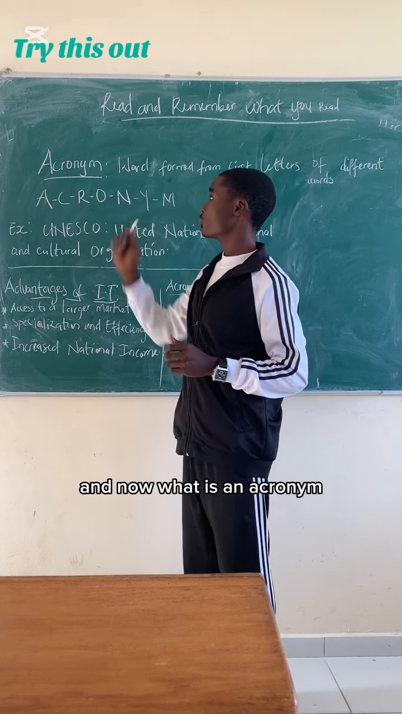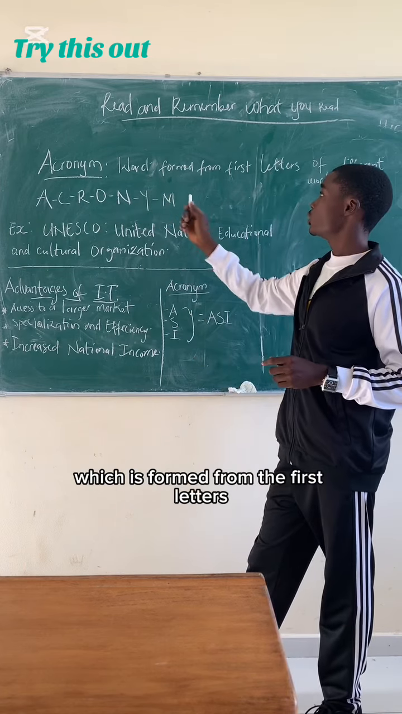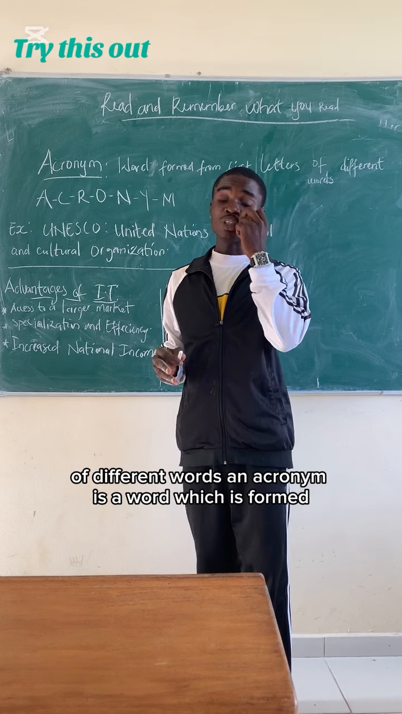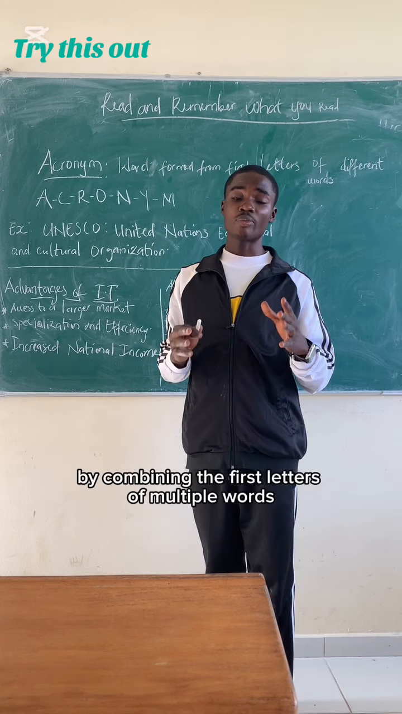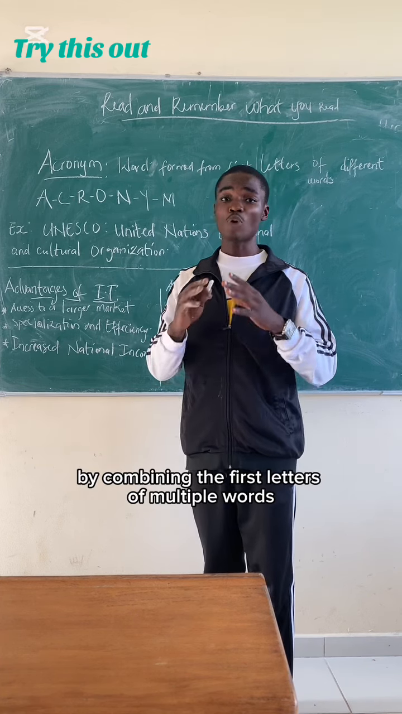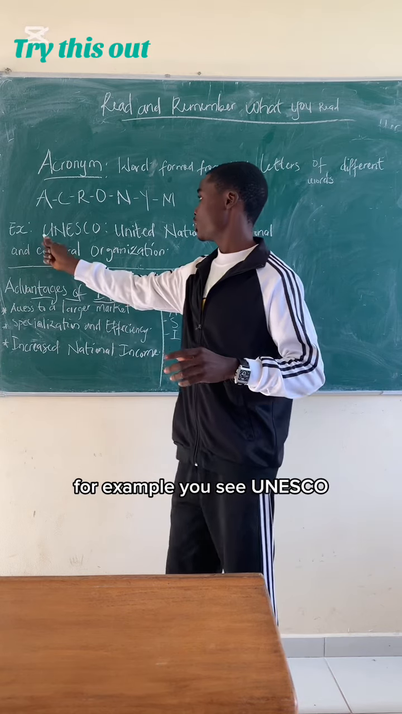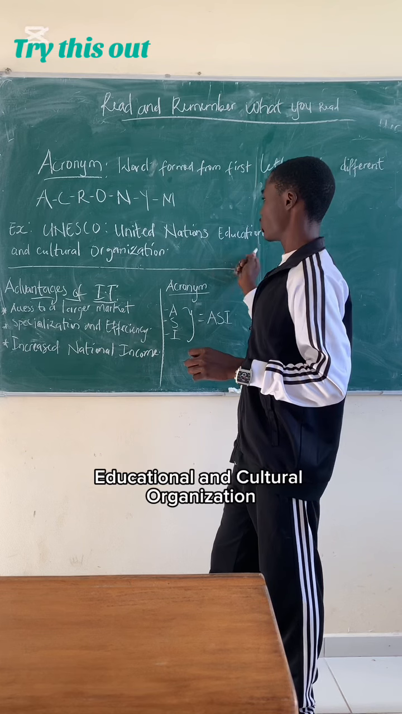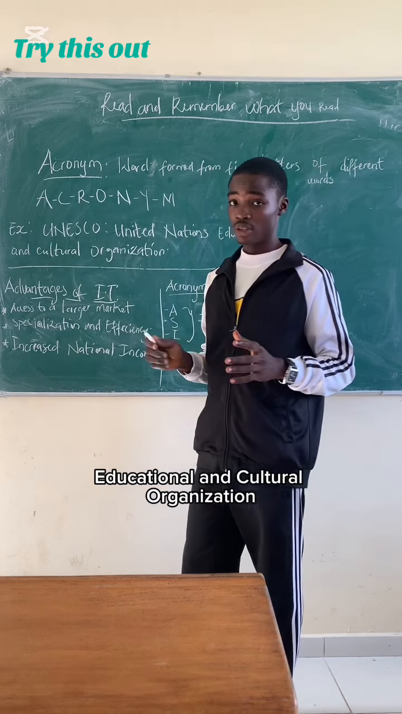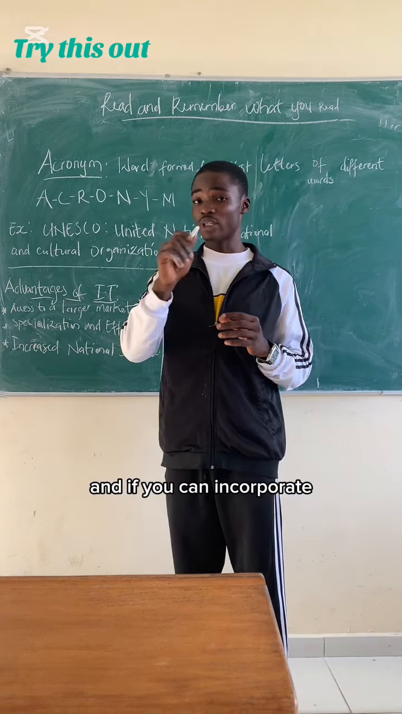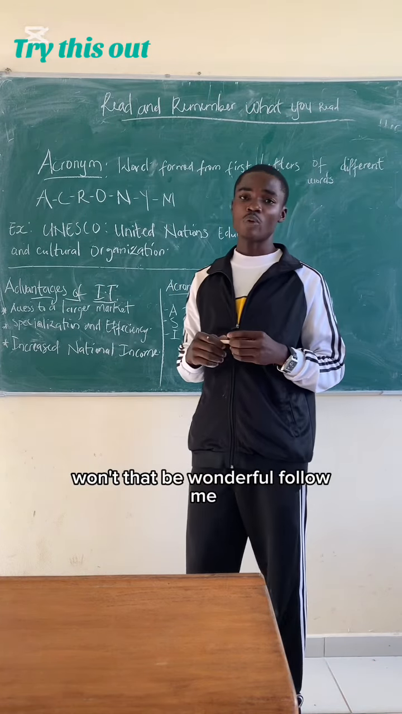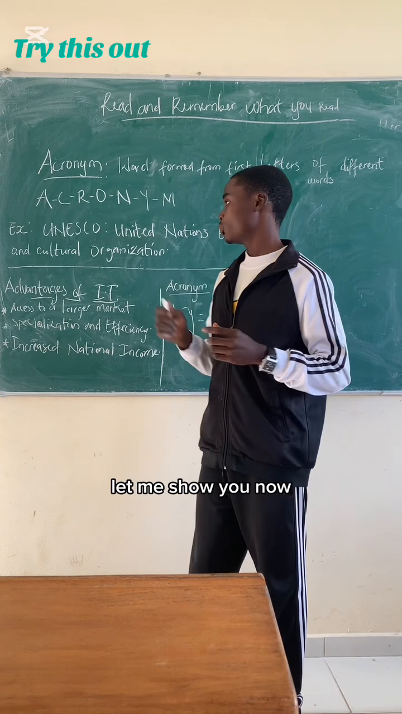And now, what is an acronym? An acronym is a word which is formed by combining the first letters of multiple words. For example, we see UNESCO. Now, UNESCO is formed from the words United Nations Educational, Scientific and Cultural Organization. That is what an acronym is. And if you can incorporate an acronym into your studies, wouldn't that be wonderful? Follow me, let me show you.